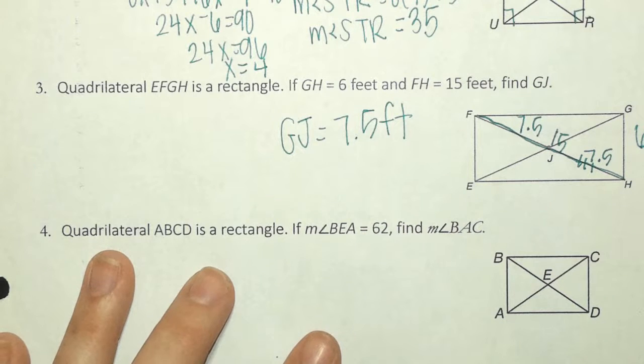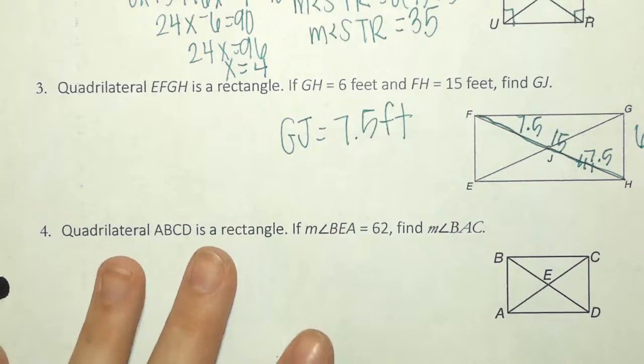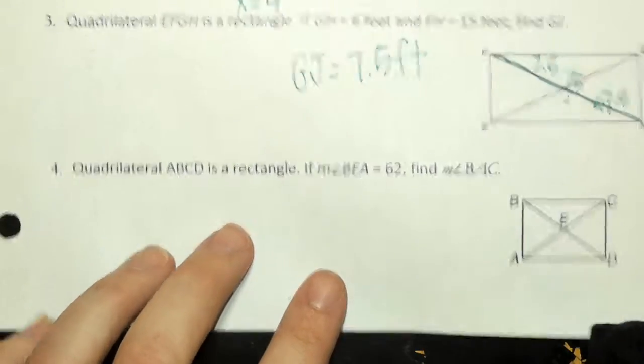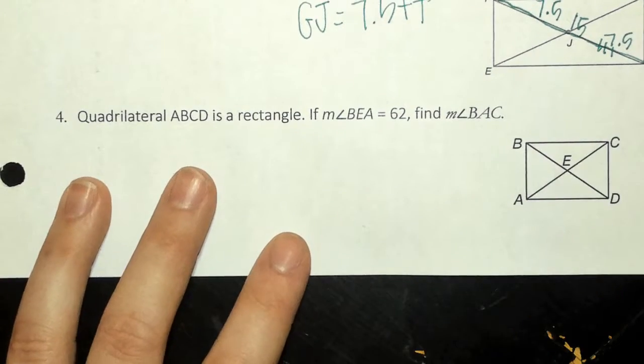I'll be honest, I thought we were about to have to use Pythagorean theorem. Y'all don't remember Pythagorean theorem? A squared plus B squared equals C squared.